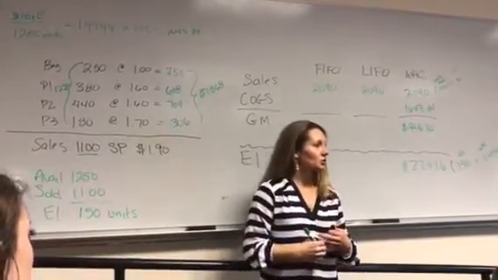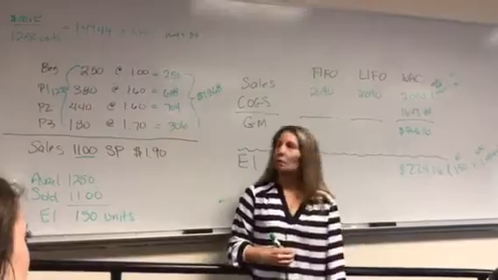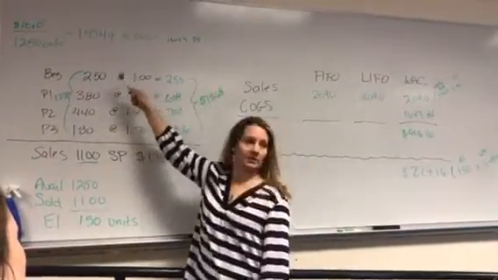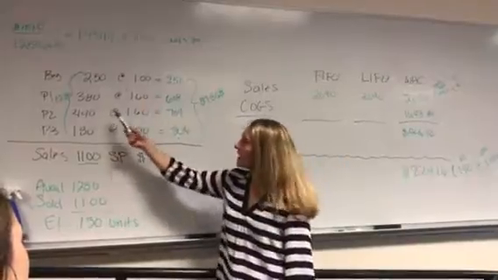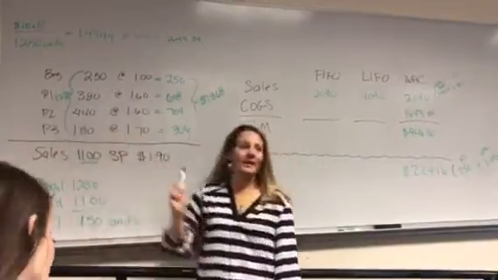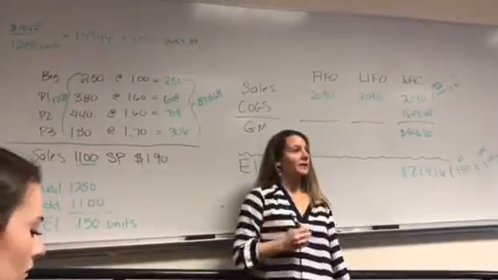So to find our weighted average cost per unit, which is our first step in finding the cost of goods sold using the weighted average cost method, we first need to add up the total number of units that were purchased. So 250 plus 380 plus 440 plus 180 means we had a total of 1,250 units that we purchased.